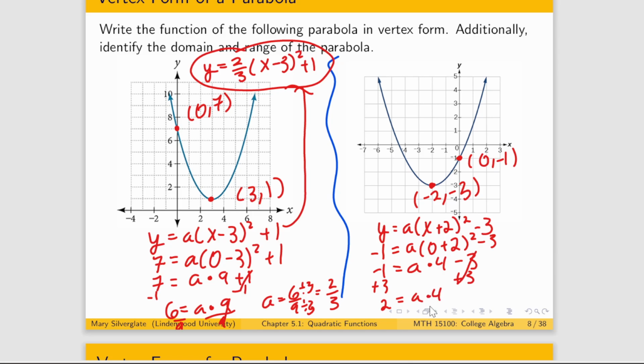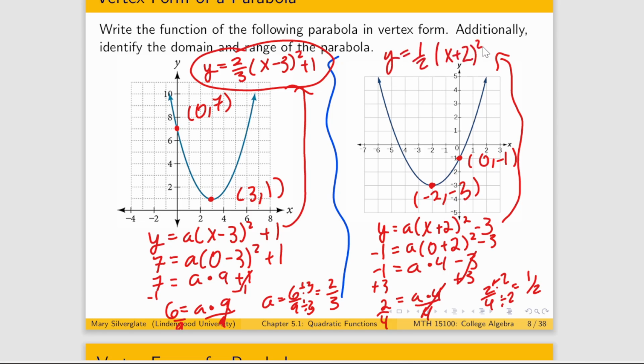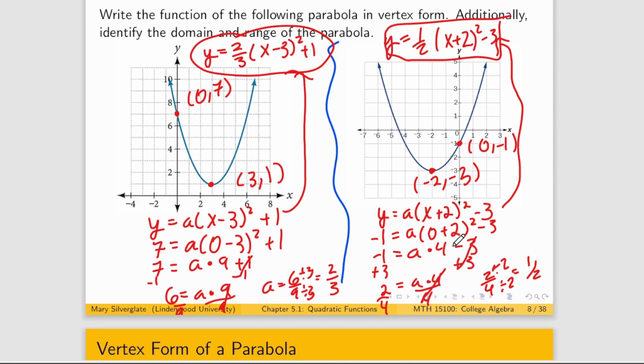And as a final step, we again want to get a by itself, so we are dividing by 4 to undo multiplying a by 4. So a is equal to 2/4. 2/4 is a fraction that does simplify because I can divide both the top and the bottom by 2 to get us a half. So our final answer, plugging in that we know a is equal to a half, is y is equal to 1/2 (x plus 2) all squared minus 3. And that would be our final beautiful quadratic equation.